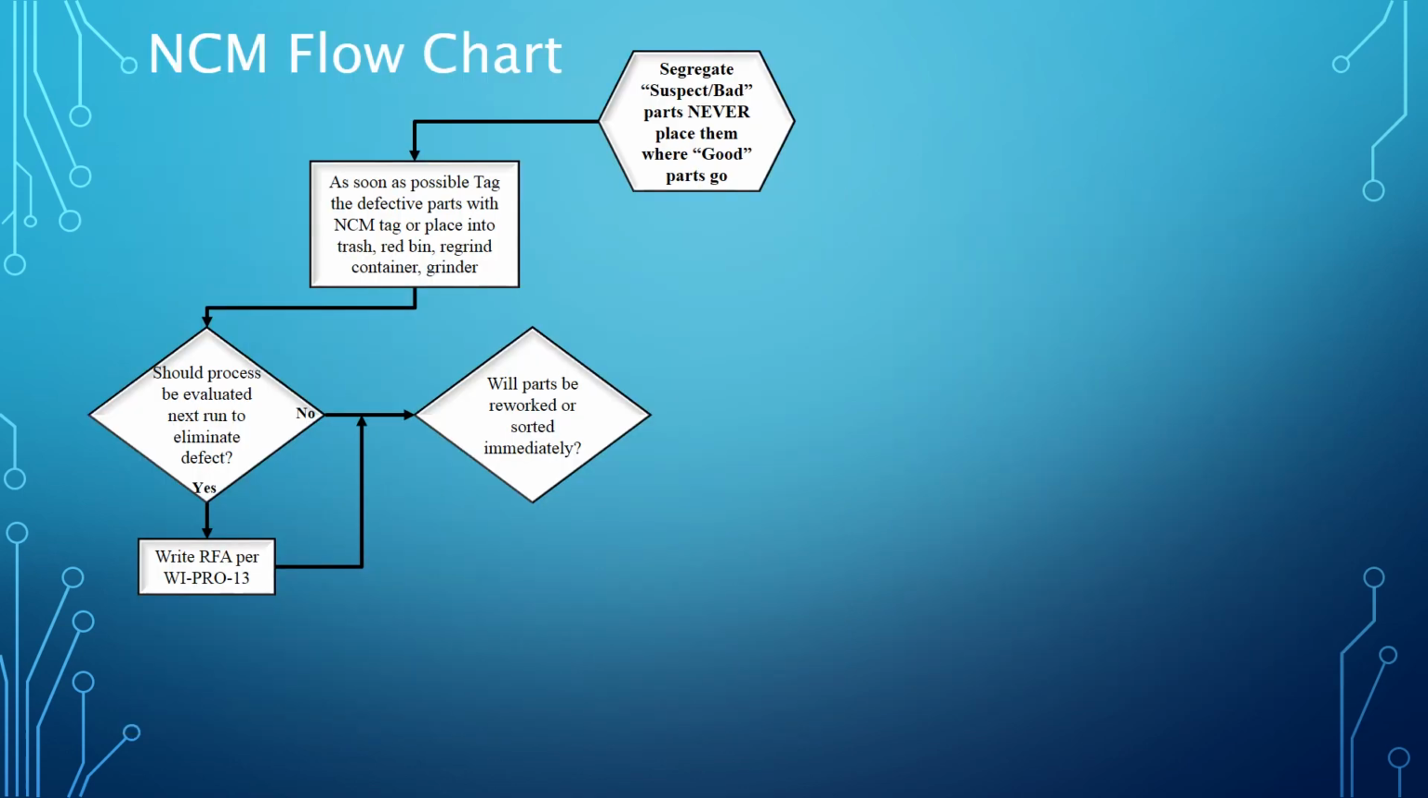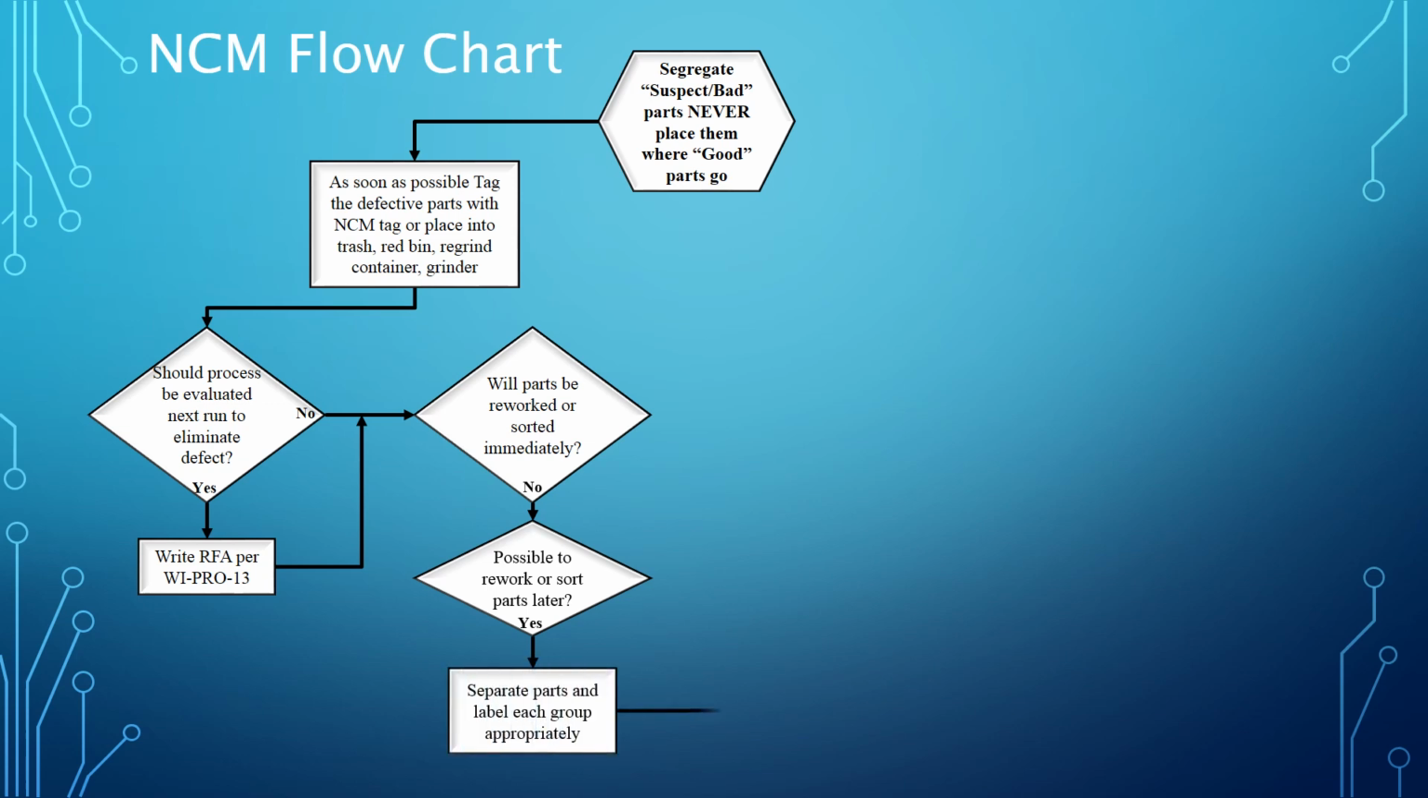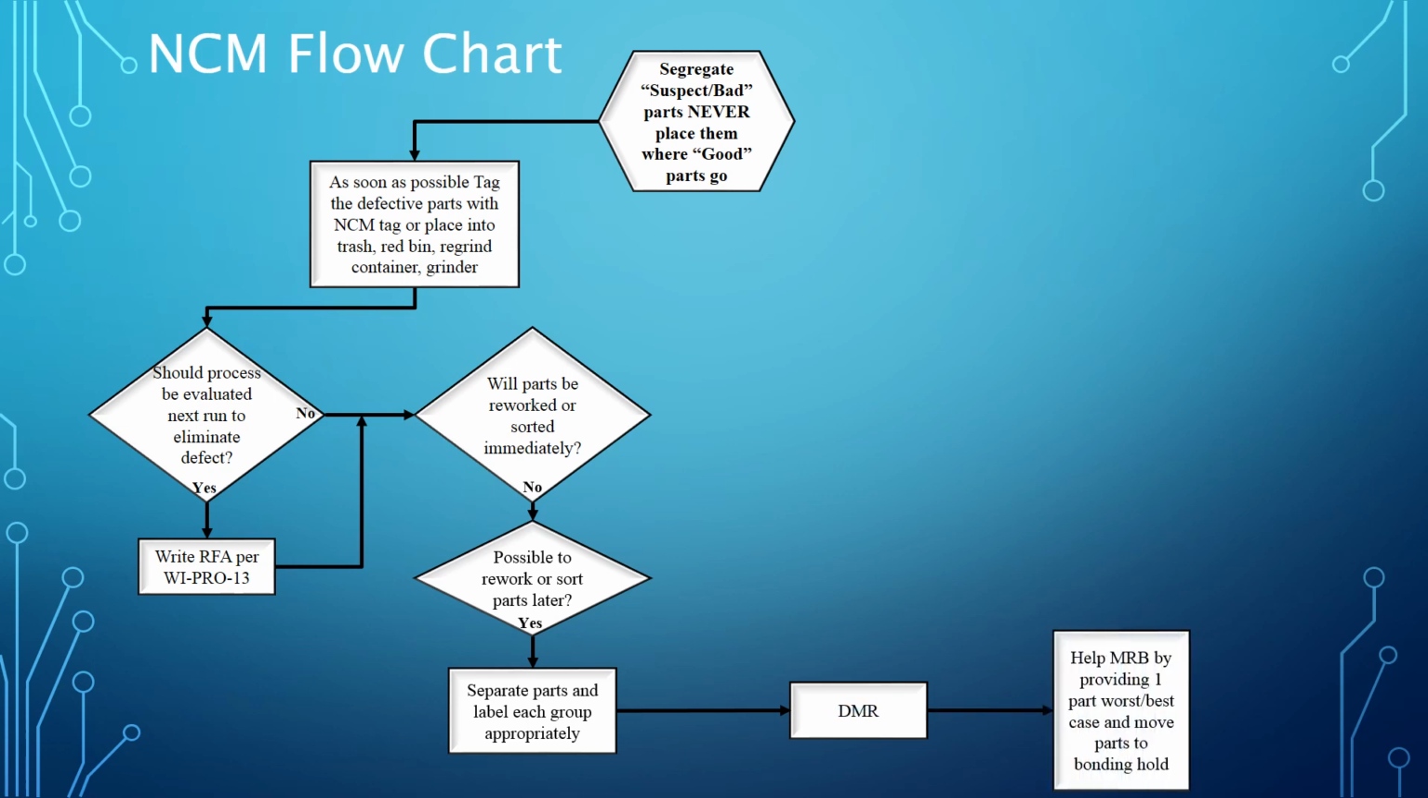When parts will not be sorted or reworked immediately, they will be DMR'd or scrapped. Parts that can be reworked or sorted later, such as medical devices, large lot rejects, parts missing inserts or secondary operations, planned DMRs, or open DMRs, should be separated and labeled, and then a DMR should be completed and turned in with a worst case sample part and a best case sample part.